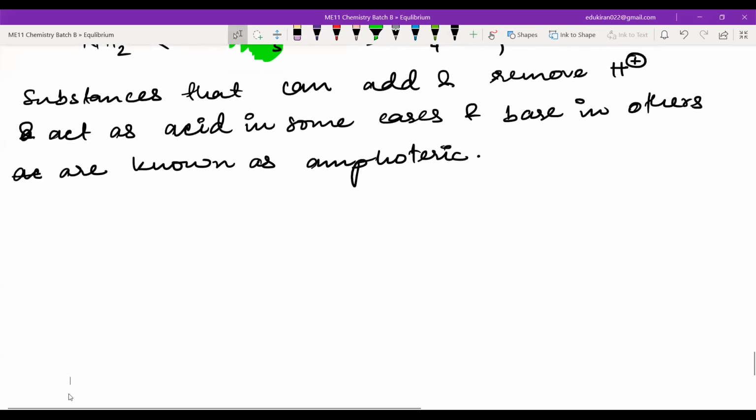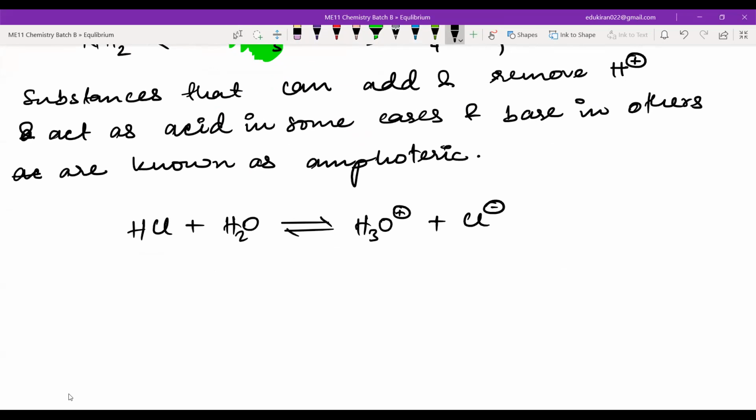Now let's go back to the reaction in which we have HCl plus H2O giving me H3O plus plus Cl negative. Now we know that HCl is a strong acid, and at equilibrium we will be having most of the products. We will be only having products. There will be no HCl, because it will be easily dissociated.